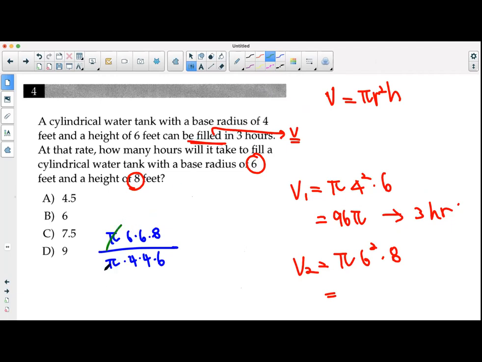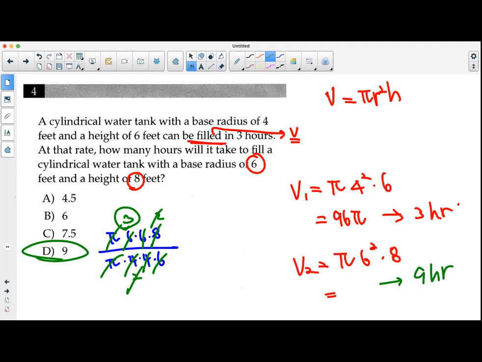Pi cancels out. One of the 6s cancels out. 4 cancels out with 8, gets you 2. And then 4 cancels out with 2, gets me 2. And 2 cancels out with 6, gets me 3. So this is 3 times the other one, so it must be 9 hours. That's what I would have done without the calculator, instead of multiplying everything out. Sometimes when you don't, it gets you better insight. All right, so that was number 4.